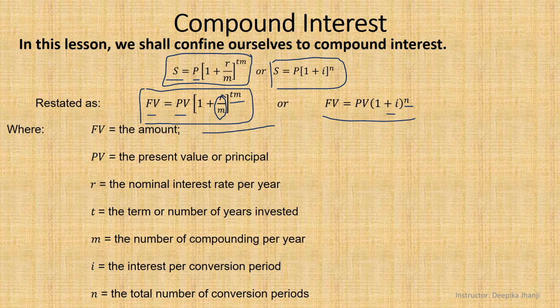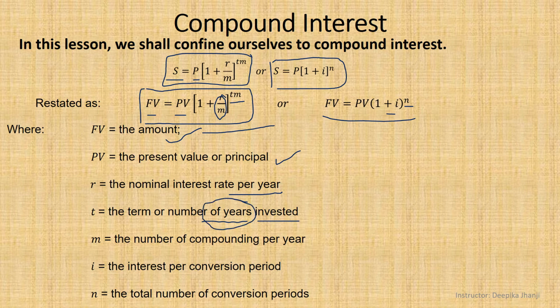Let's go over each term of the formula. FV is the amount or the future value. PV is the principal or the present value. R is the nominal interest rate per year. Please pay attention, this is per year. Rate should always be per year. Then T is the entire period or the number of years the money is invested or borrowed. This is always in years. Time should always be in years.